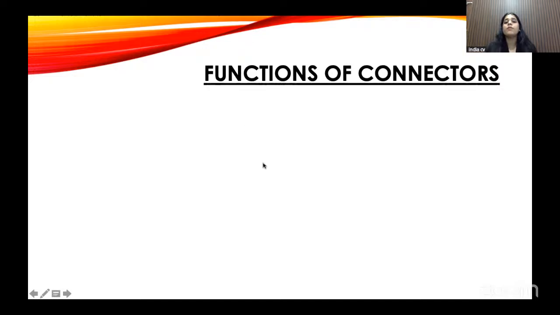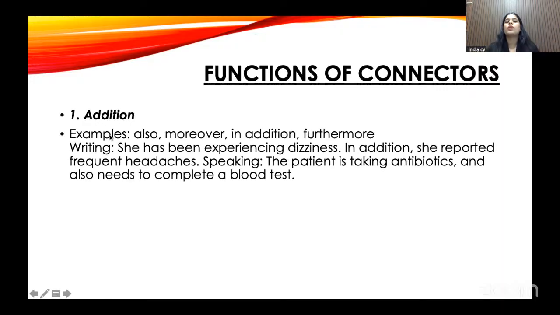Now, what are the functions of connectors? We have different functions, and this is very important. So, here you can understand the functions very well. The first function that we have is addition. So, here we can add information. Suppose you're writing a letter, or case notes, and you have a lot of things to add, but you feel that they can be joined together. I can use words like also, moreover, in addition, furthermore.